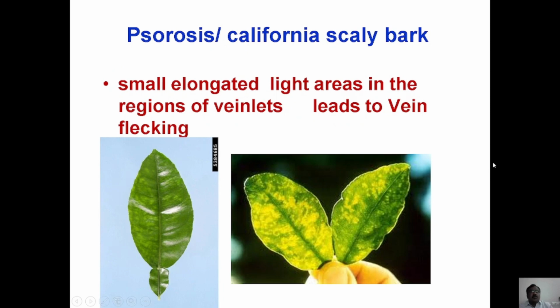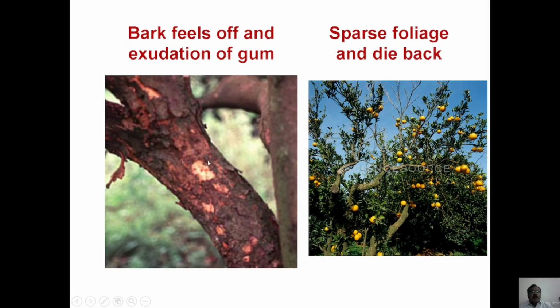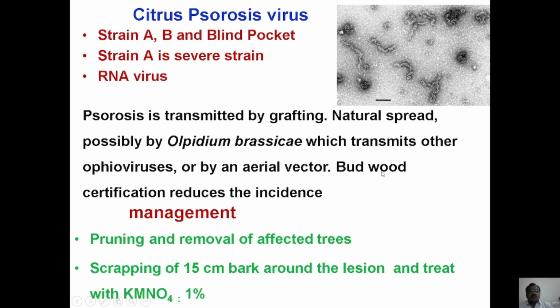And citrus psorosis, or California scaly bark. This is another important disease which produces small, elongated, light areas or regions in between the veinal portions, and besides it also produces vein flecking on the surface of the leaves. Upon the bark, the superficial area of the bark may peel off, and then profuse exudation may occur, and sparse foliage and dieback are the associated symptoms due to infection by the citrus psorosis virus.